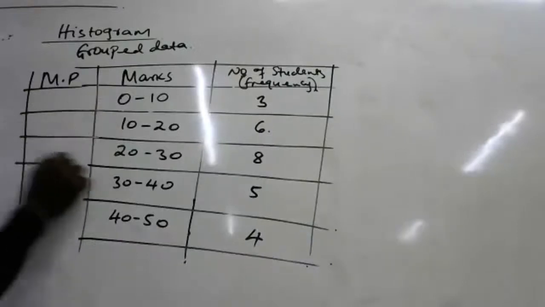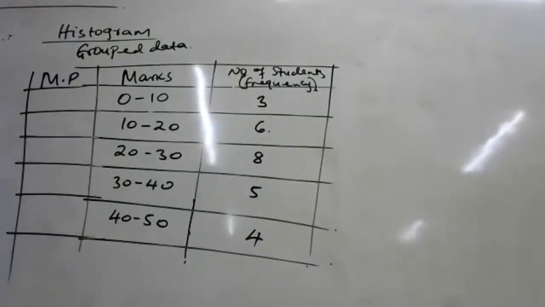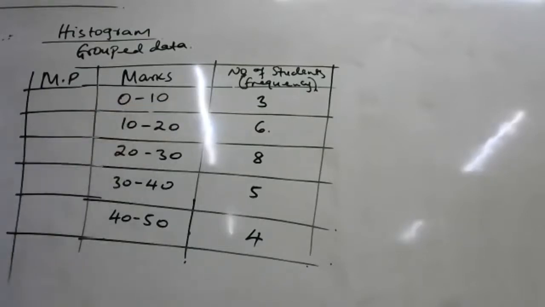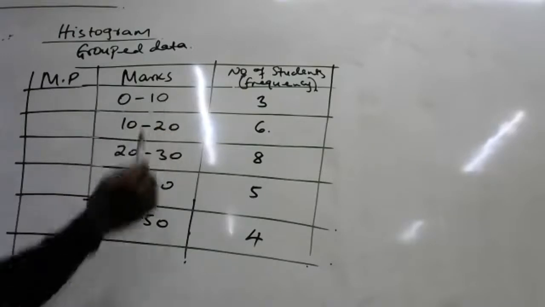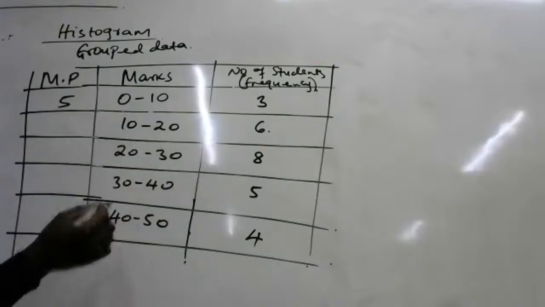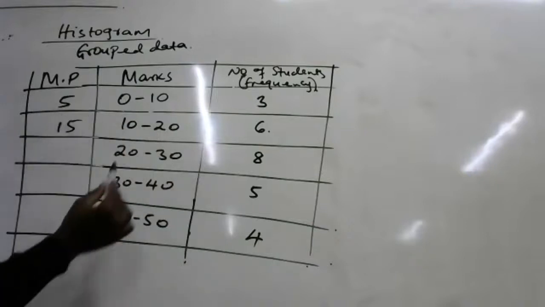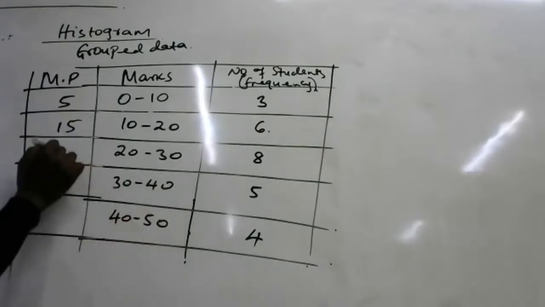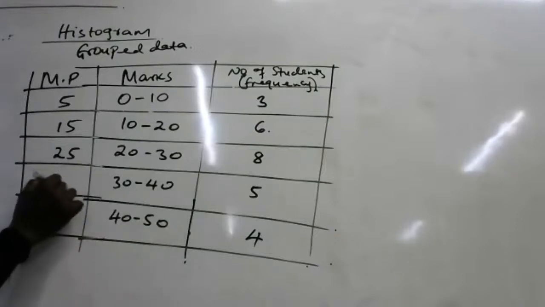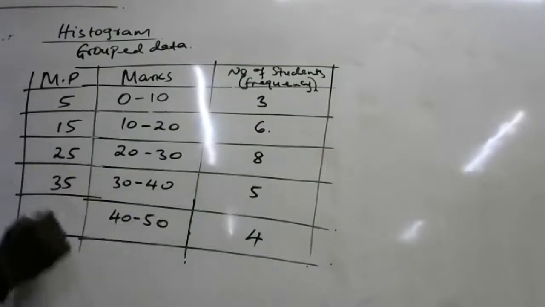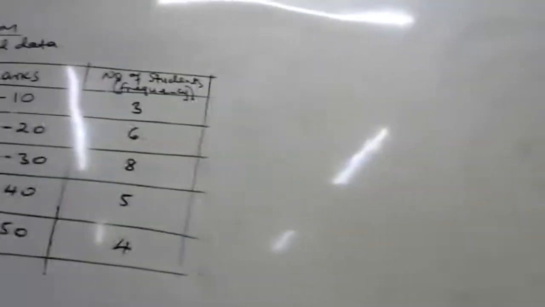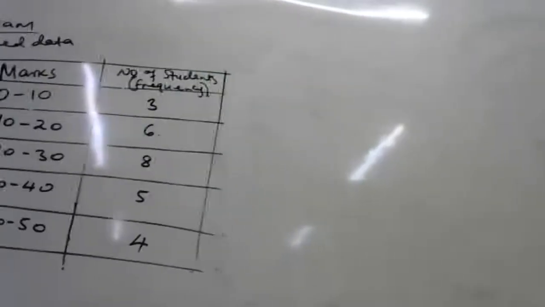The midpoints are normally calculated as follows: the lower limit plus the upper limit, divided by 2. So right here, 0 plus 10 is 10, 10 divided by 2 is 5. 10 plus 20 is 30, 30 divided by 2 is 15. 20 plus 30 is 50, 50 divided by 2 is 25. 30 plus 40 is 70, divided by 2 is 35. And this one, 90 divided by 2 is 45. So your frequency polygon is going to be drawn using the midpoints.